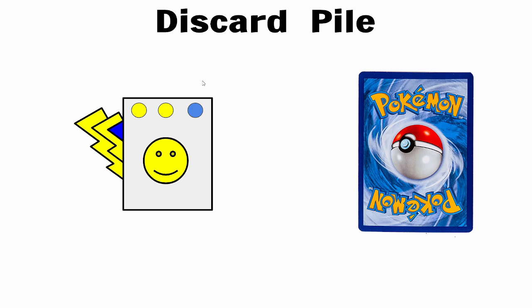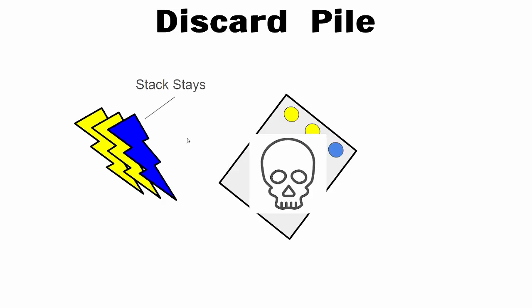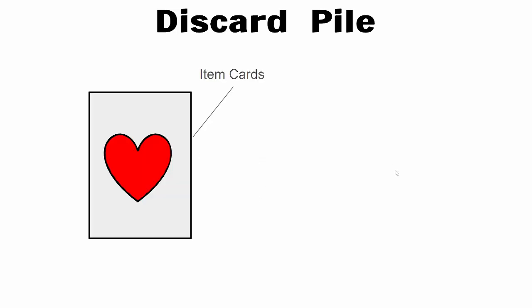Now, for the things that are more complicated, the discard pile. Unlike in Pokemon, where you play energy on top of Pokemon, and when the Pokemon dies, all that energy goes to the discard pile, that's not the same here. If the character dies, the stack stays where it is. The stack will stay, but the character will go to the discard pile.